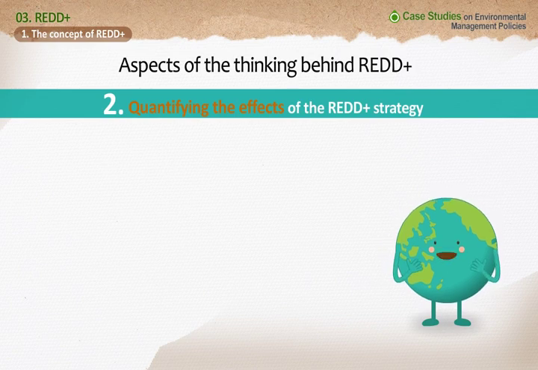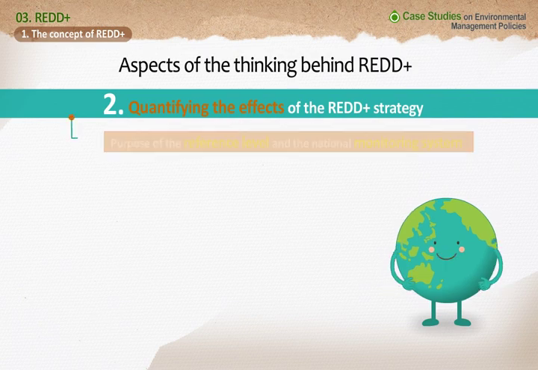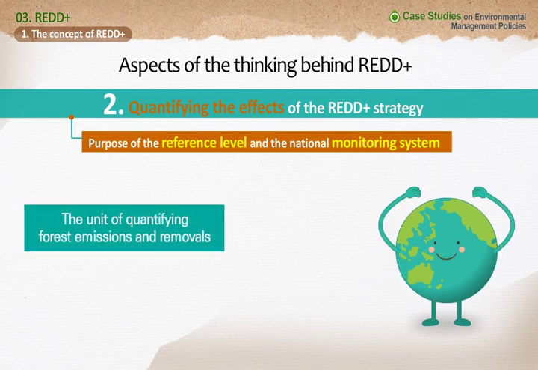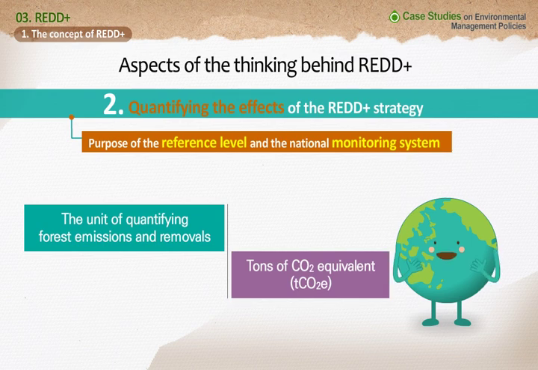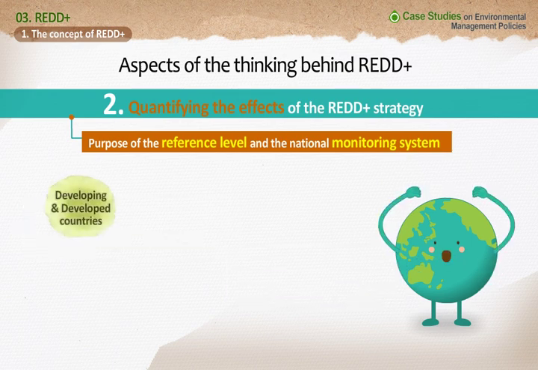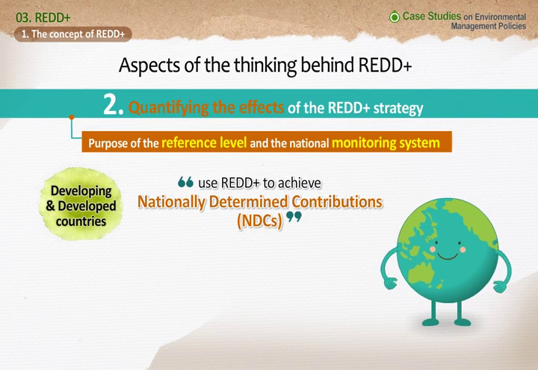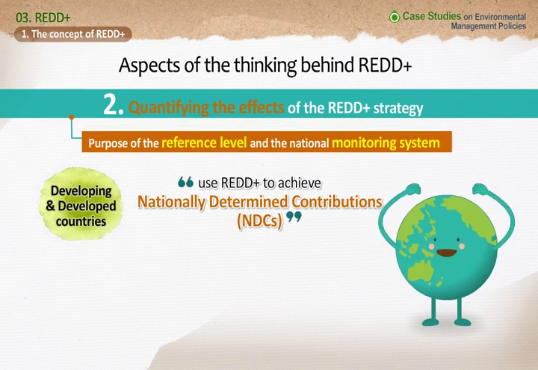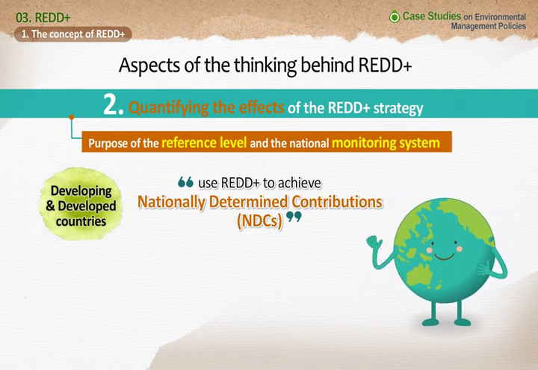Second, a lot of attention is given to quantifying the effects of the REDD+ strategy. This is the purpose of the reference level and the National Forest Monitoring System. As with mitigation activities in other sectors, the unit used to quantify forest emissions and removals is tons of CO2 equivalent. This focus on quantification of effects is important because developing and developed countries could use REDD+ to achieve their nationally determined contributions, or NDCs.